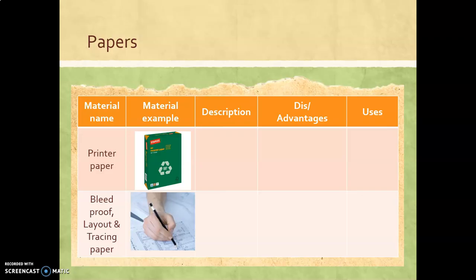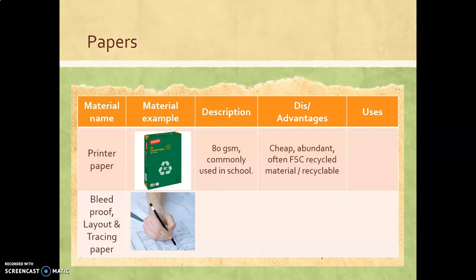So let's talk about some papers that we need to know. First of all is printer paper, as I mentioned already. That is 80 GSM. The advantages: it's cheap, it's abundant, and the stuff we have in school is FSC certified. That's the Forestry Stewardship Council, of course. It's also made from recycled materials and recyclable itself. And we use it in school for laser printing and inkjet printing.